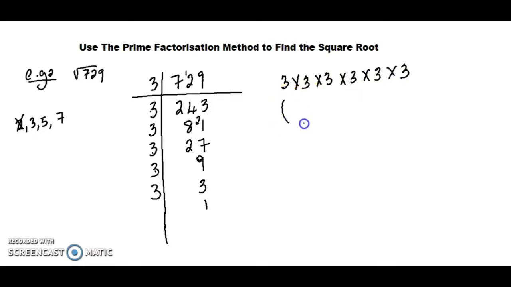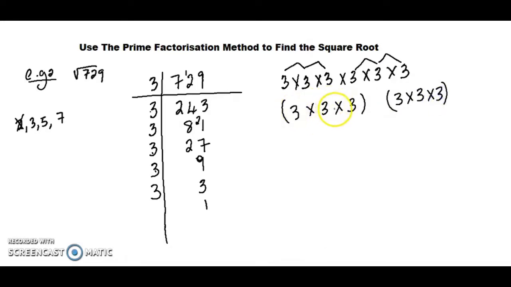Then I'm going to go ahead and get my two brackets, and I'm going to put them in pairs. If we cut it in half, we would realize that we have the same amount. So in the first bracket, we would have 3 times 3 times 3, and in the next bracket, 3 times 3 times 3. 3 threes is 9, and 3 nines is 27. So we'll have 27 here. And the answer: the square root of 729 is equal to 27.